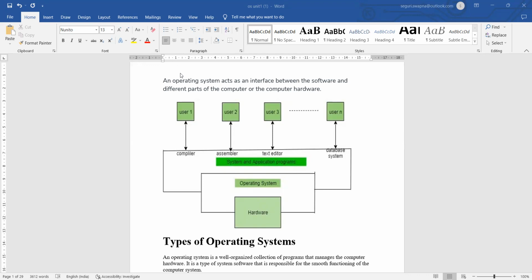Good afternoon, everyone. Today we are going to discuss operating system and types of operating system. First of all, coming to the definition of operating system.